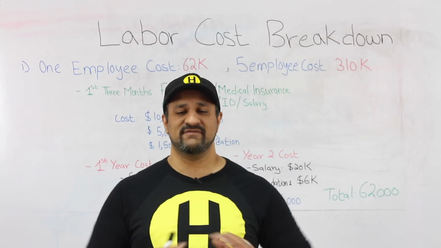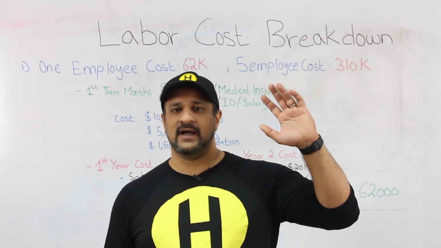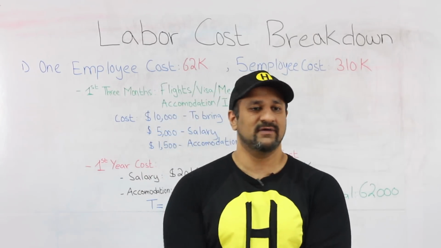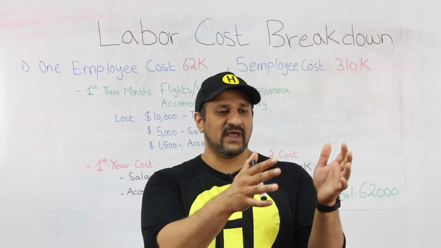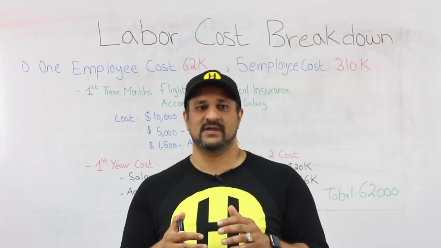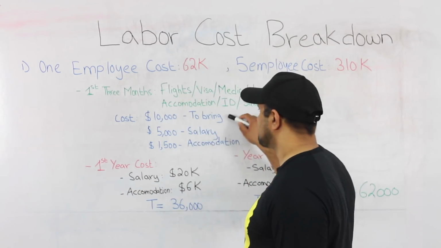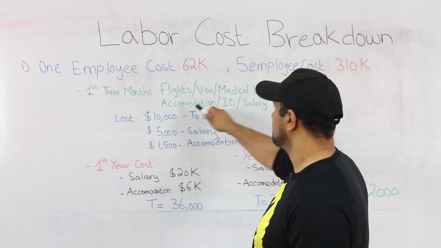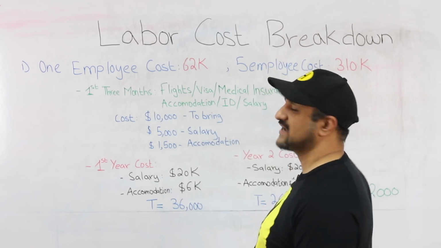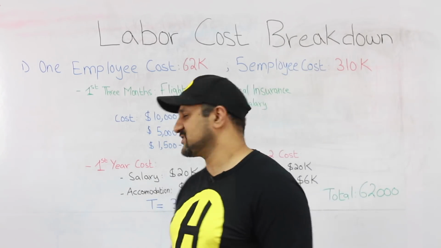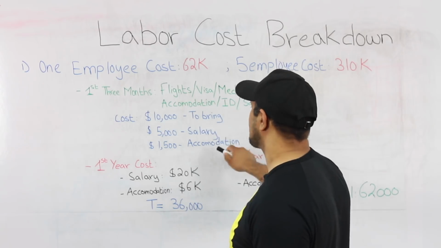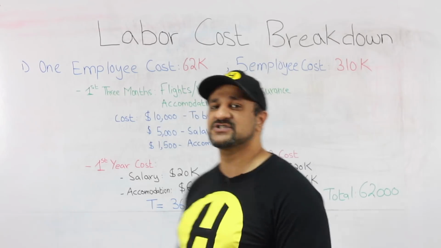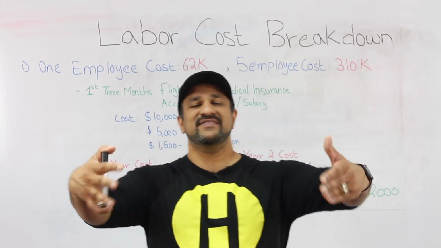As an example, I'll give you a hypothetical situation. Let's say a laborer is in India, Pakistan, Nepal, Philippines, anywhere right now, and they come over to Dubai. Our cost to bring them here is around 10,000. This includes everything but the actual accommodation and salary. So the flights, visa, medical insurance, and ID. This costs around 10,000 for us to bring them here.